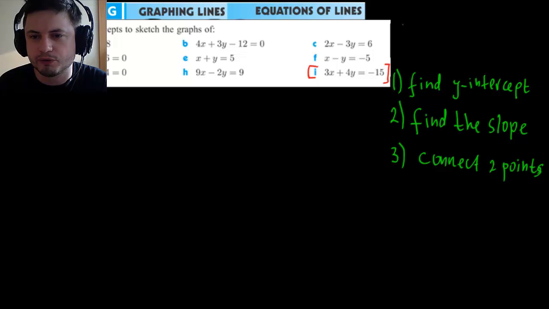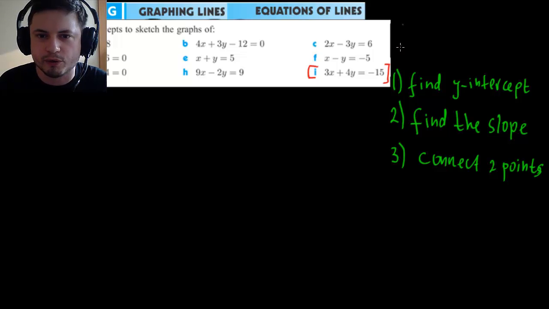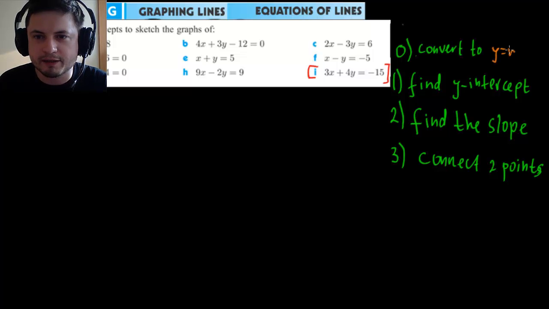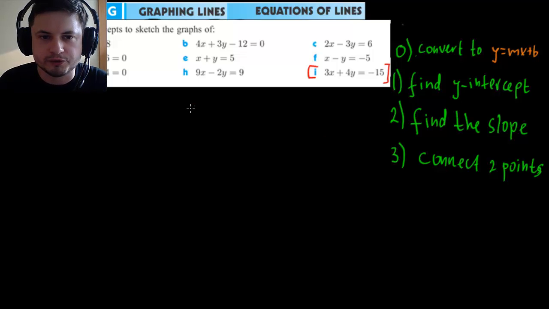Well, here we're going to need to add another step, step 0. Step 0, and that is convert to y equals mx plus b. So we need to convert this to this format first. So let's do it step by step. Step 0, 3x plus 4y equals minus 15. So how do we rewrite this?